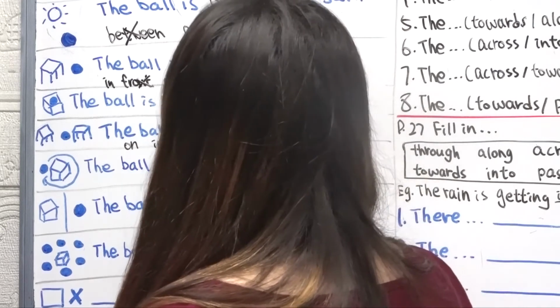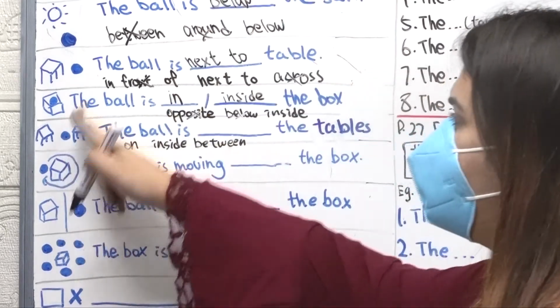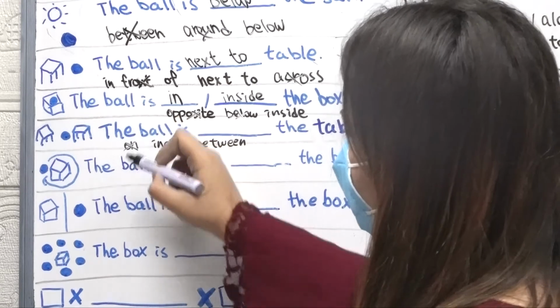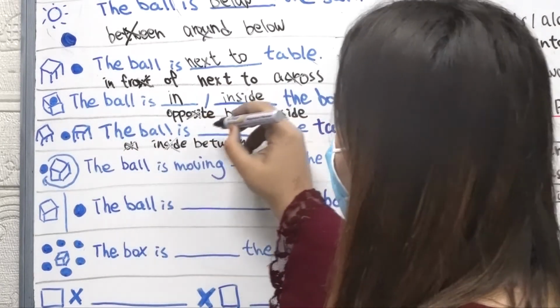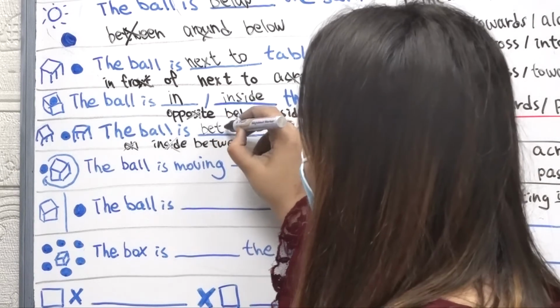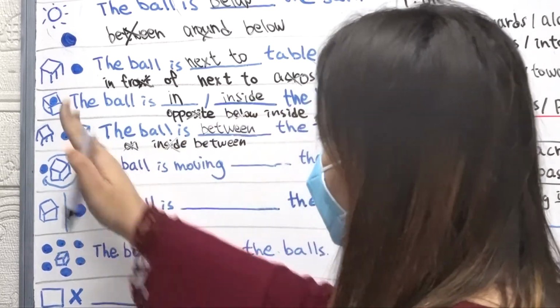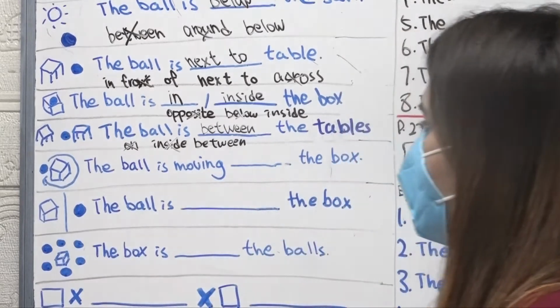So basically it's not on, right? Because on is used for the surface of something. So no. How about inside? No. Between. Yes, between. Between means in the middle of two things. Between. Next one.